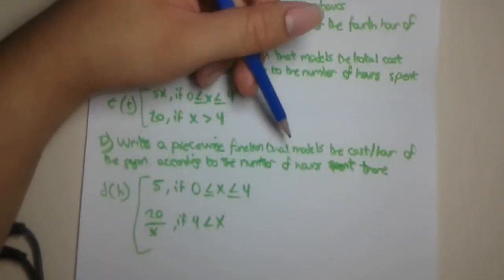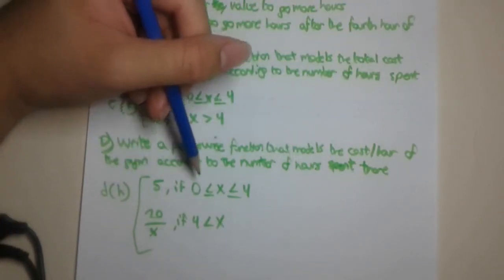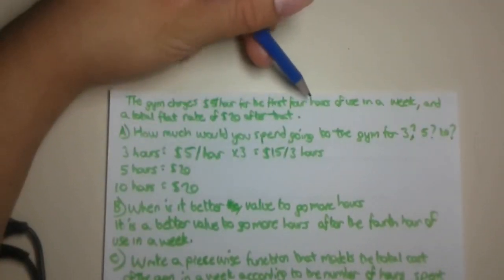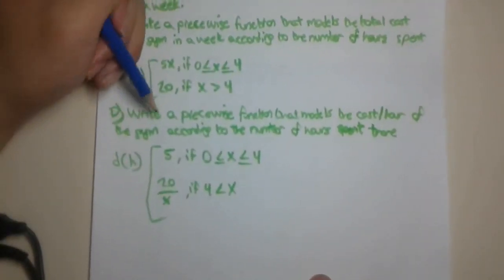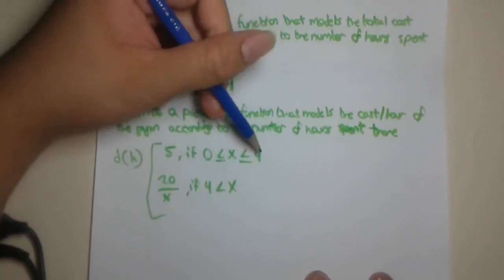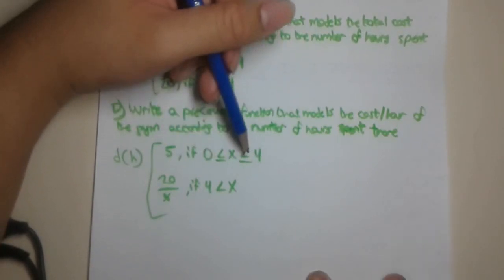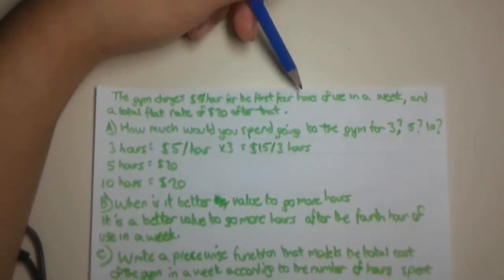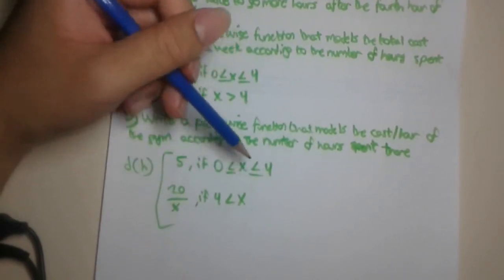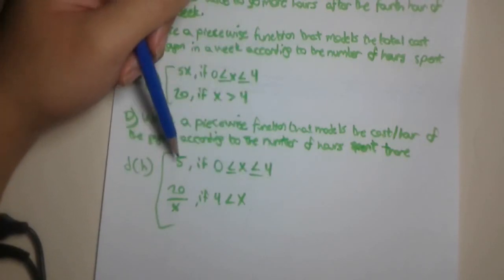Write a piecewise function that models the cost per hour of the gym according to the number of hours spent there. Alright. Since you pay $5 per hour for the first 4 hours, we put 5 and 0 less than x less than 4 to represent the number of hours. So if you spend the first 4 hours, you have to pay $5 per hour. So before the first 4 hours end, you pay $5.